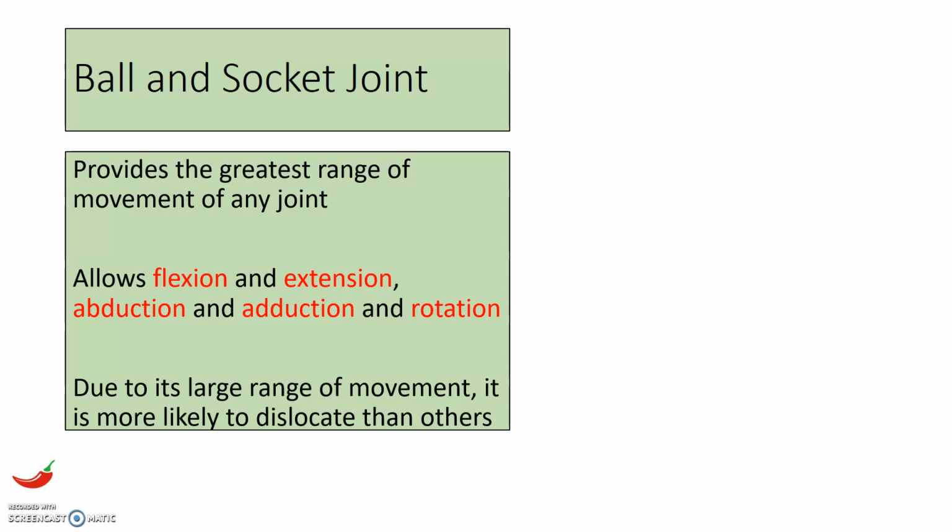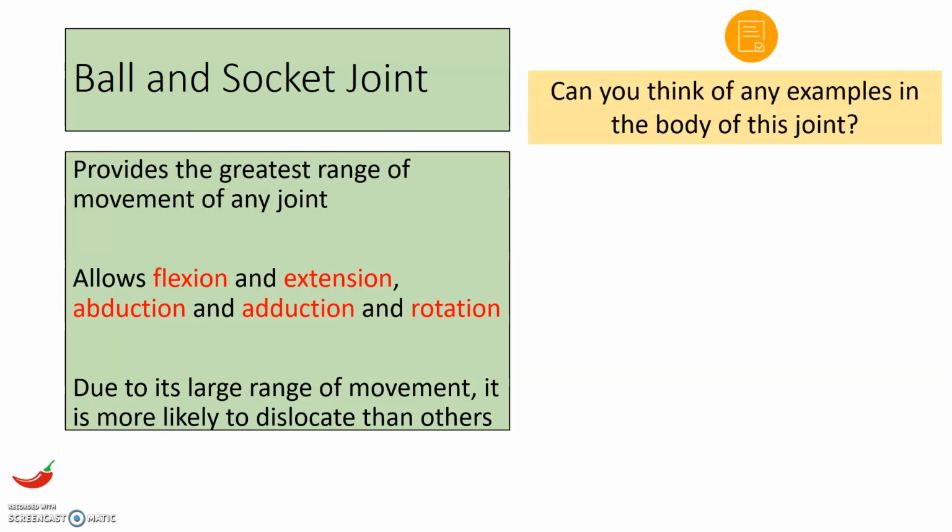But due to the fact that there's this large range of movement, these types of joints are more susceptible, more likely that you might cause or have a dislocation from. Obviously they move in all different ways, so there's not as much stability in the ball and socket joint, because of that big range and different types of movement. So can you think of any examples of a ball and socket joint within the body?